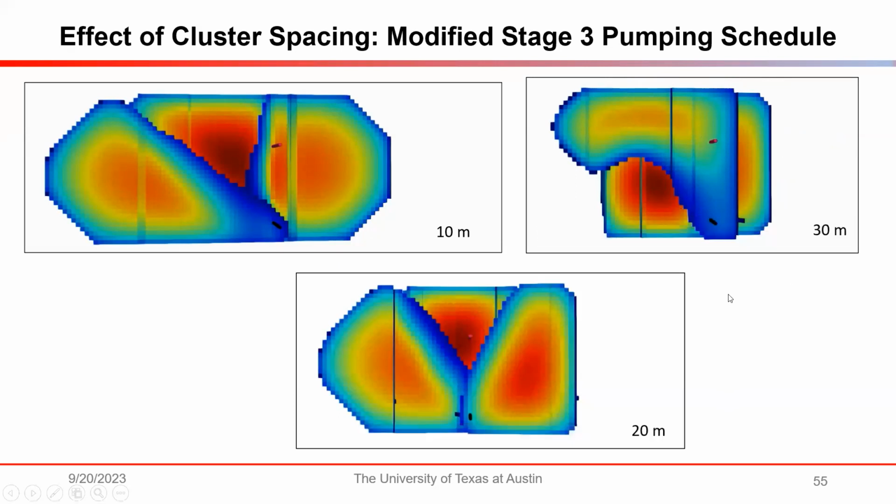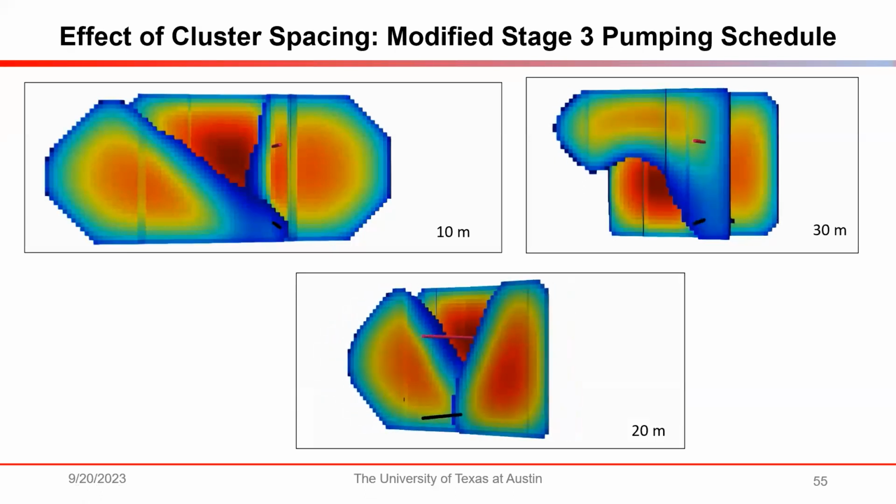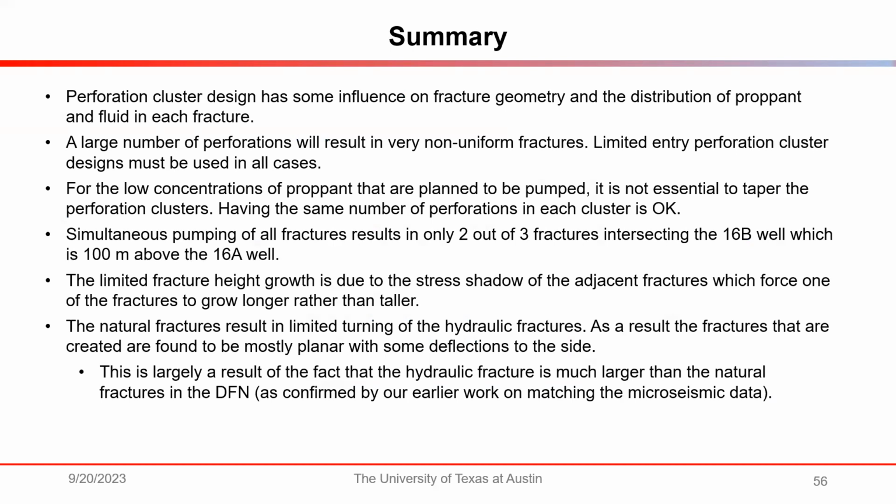In fact, it might make it worse because you have 2 intersections over 30-meter spacing between the clusters. So over 60 meters, you're getting these 2 intersections. So we've looked at these as the different possible cases. And what I want to do is to summarize so I leave enough time for questions and discussion.